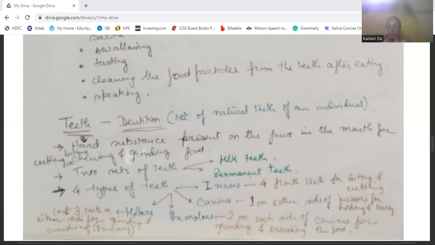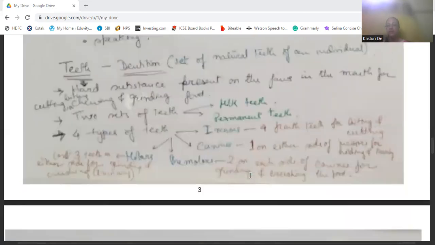Four front teeth are incisors. Then comes one on each side, that is the canine teeth. Incisors are for biting and cutting, canines for holding and tearing. Then premolars: there are two on each side of the canines, and they are for grinding and crushing. Then molars: the last three on either side are molars. Their main function is grinding and crushing.